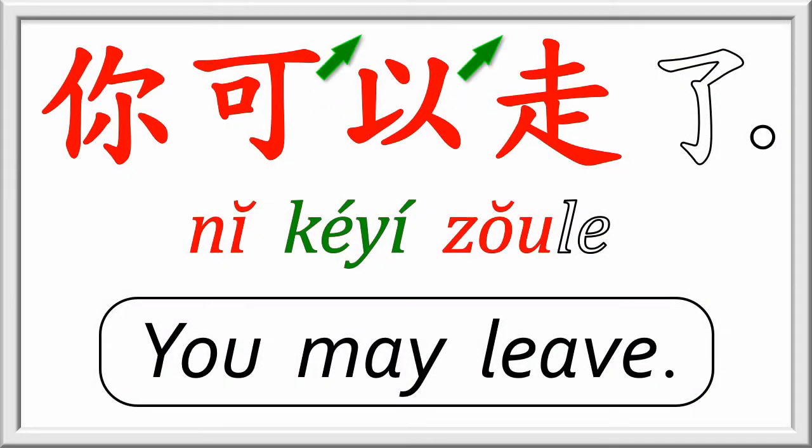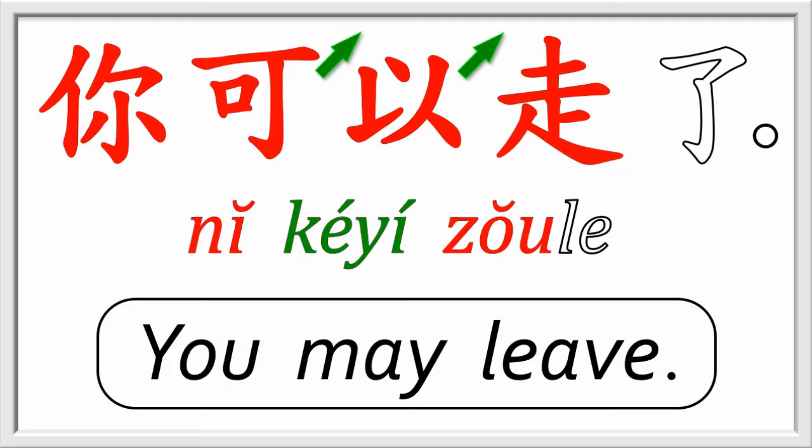Some examples. 你可以走了. You may leave. Notice the change of situation particle 了, meaning I've made the decision that you are now free to go. By the way, you will see that I've added green arrows to indicate when multiple third tones come together, causing some characters to change to second tone.